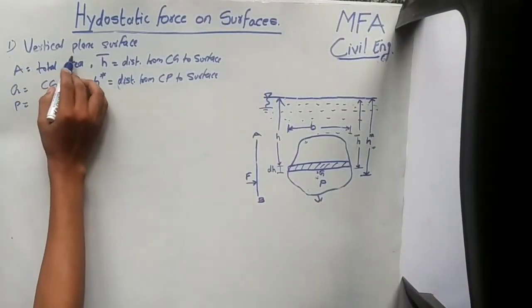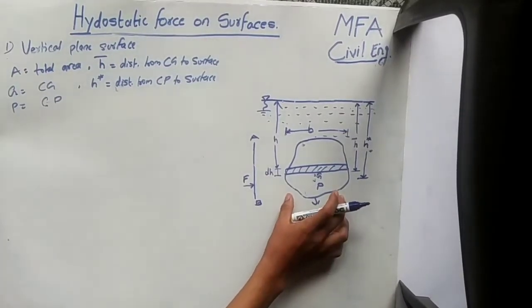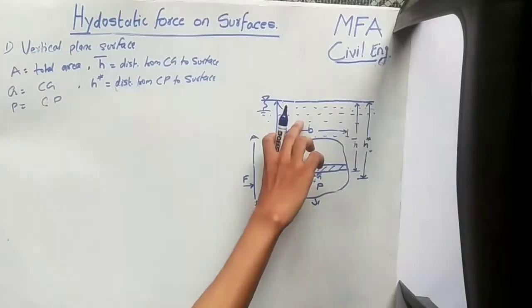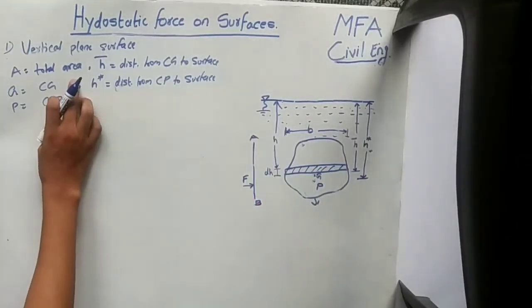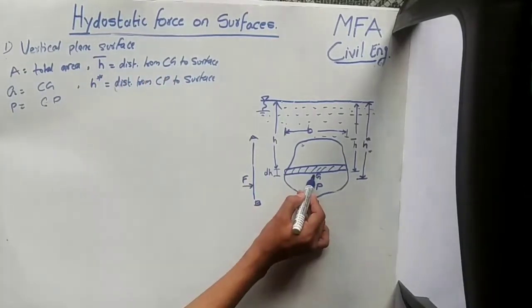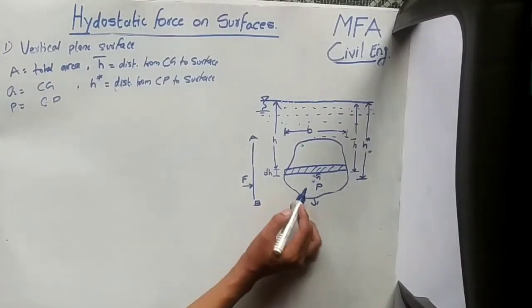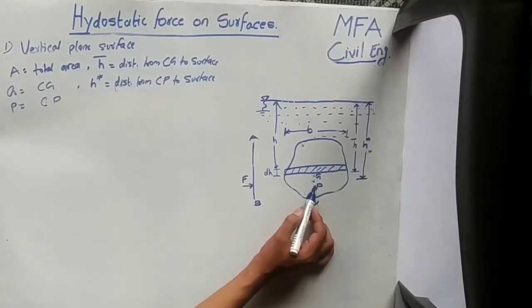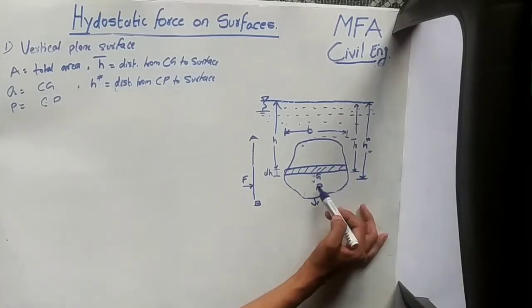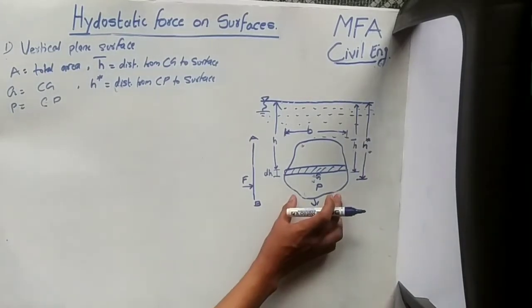Now the first case is a vertical plane surface. Consider a vertical plane surface of irregular shape available inside the fluid. Let A be the total area of this surface, h bar the distance from the center of gravity to the free surface of the fluid, G the point of the center of gravity, P the point of the center of pressure, and h star the distance from the center of pressure to the free surface of the fluid.